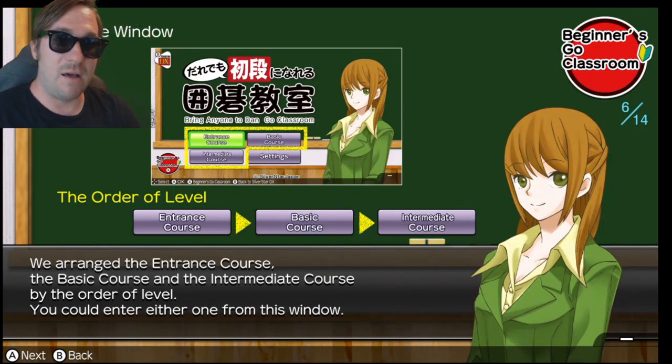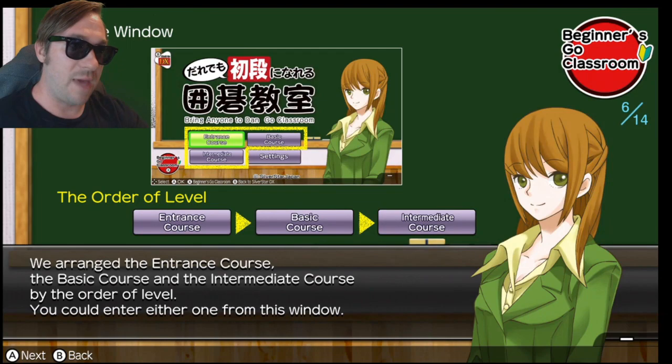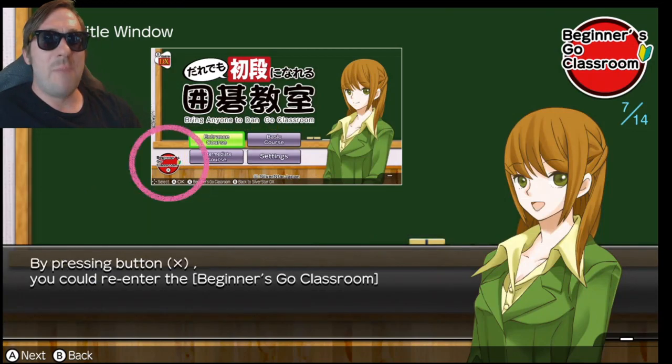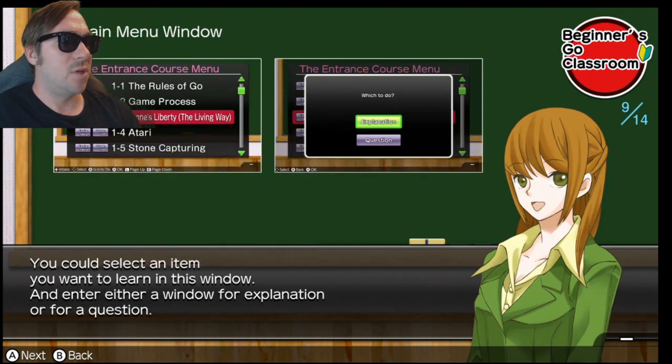It's reminding me of grade school, of math class. I'm getting very nervous here. Very nervous. So I'm thinking that's what this corresponds to. By pressing the X button, you could enter the beginning Go classroom. Okay. You can mess with the music.